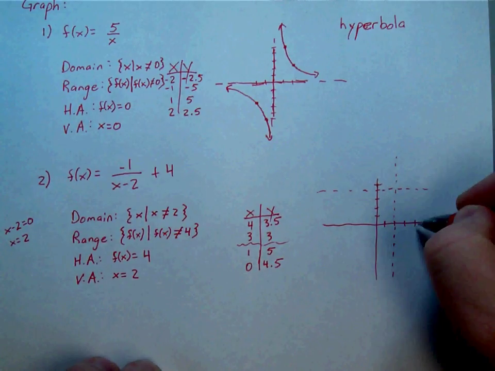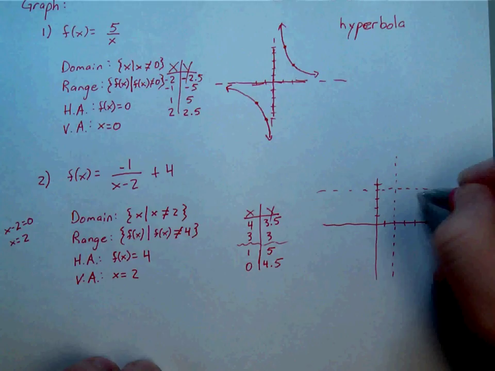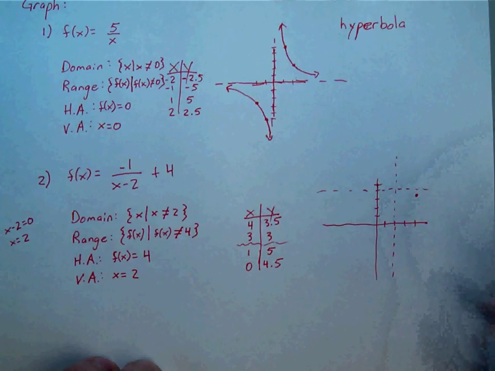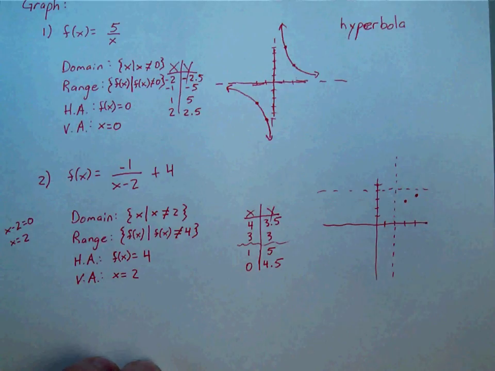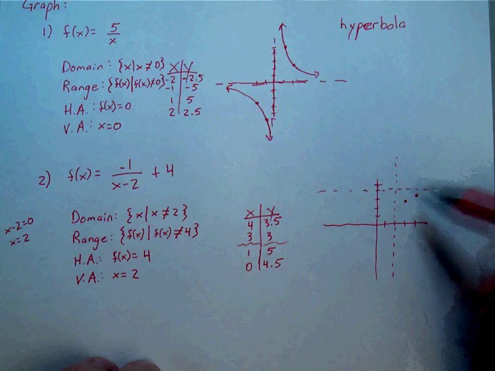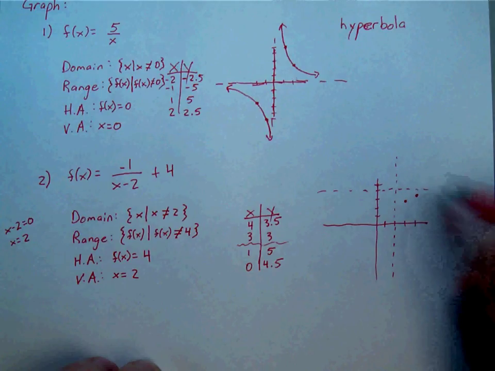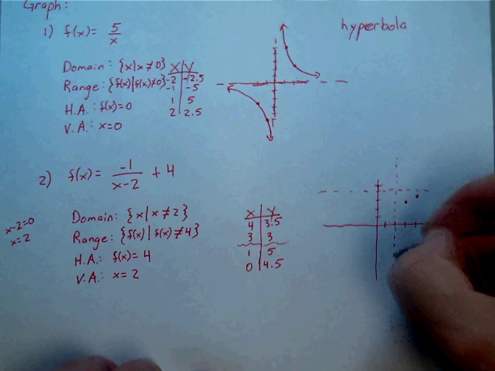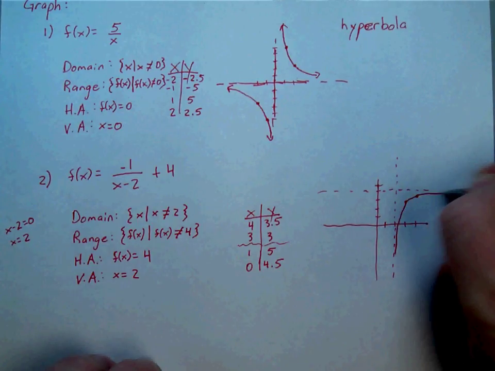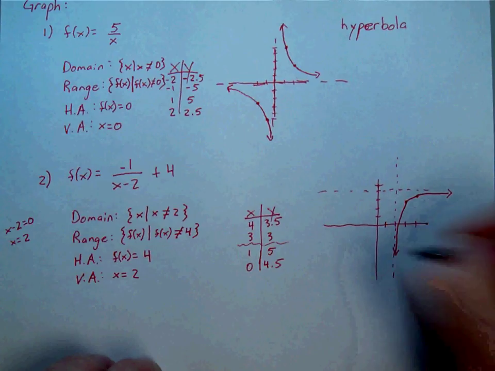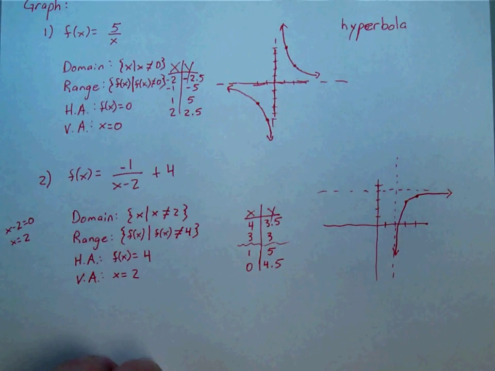So 4, 3.5. So here I'm in the lower right. And at 3, I'm up at 3. So I've only got 2 points in that quadrant, but I know that I'm bound to the quadrant. I can't touch the asymptotes. So I'm going to curve, hit those 2 points, but otherwise stay in that quadrant following the 2 asymptotes out. So there's one portion of my hyperbola, the right portion.